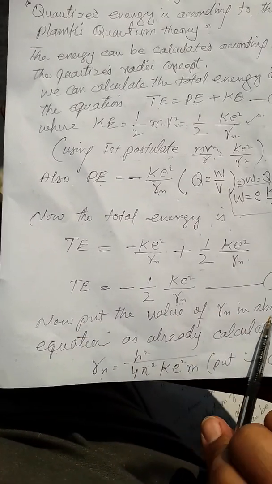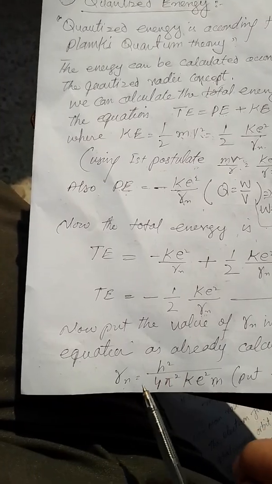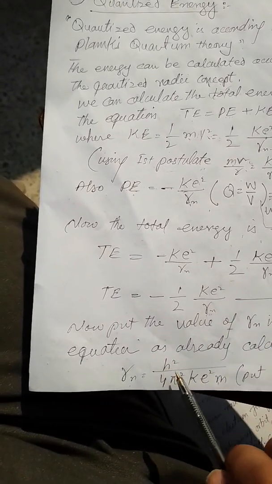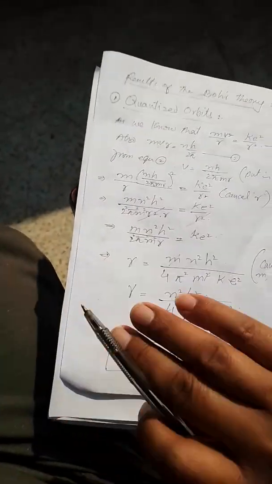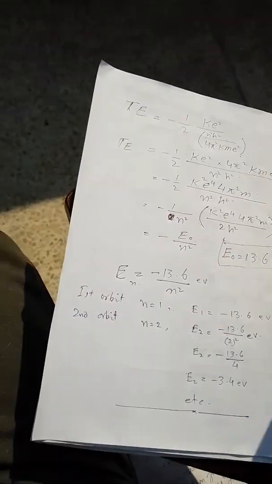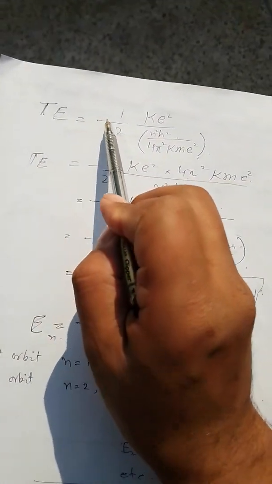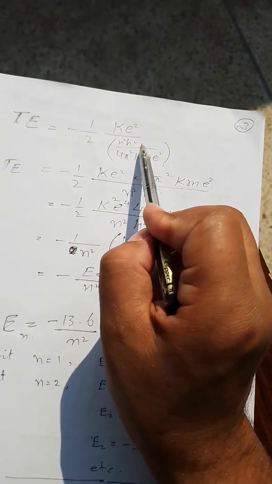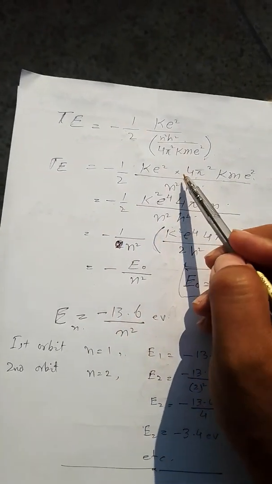Now put the value of Rn in the above equation, as already calculated in the previous part of the results. So Rn has a value of h square over 4 pi square Ke square m. We will put this value of R in equation number two, so the total energy is equal to minus 1 over 2 Ke square, and this is the value of R which we will put here.